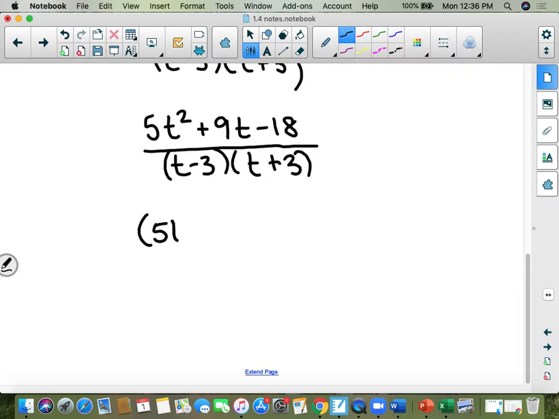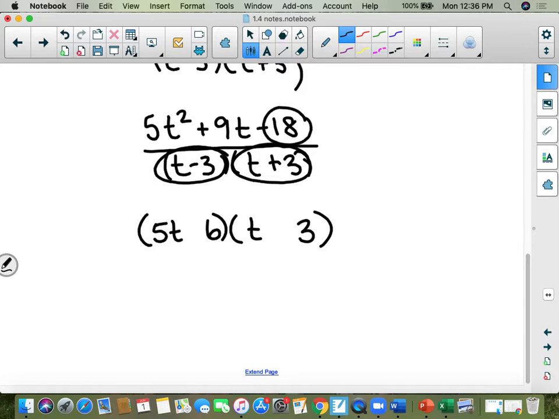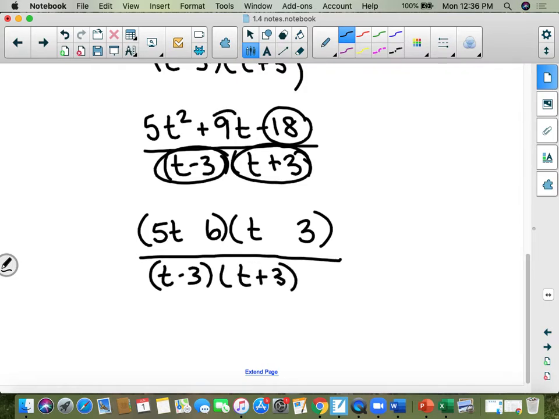I know, I can put a 5t here and a 1t here. Factors of 18 are 6 and 3, and I know the 6 needs to go and the 3 needs to go here, because looking at your denominators, you want them to cancel out, so you want the t alone divided by the t minus 3 and the t plus 3. And I know I need a positive 9, so this one needs to be the positive and this one needs to be a negative so that it makes the positive 9. This one and this one cancel out because they're identical. Identicals make 1, so you're left with 5t minus 6 over t minus 3.